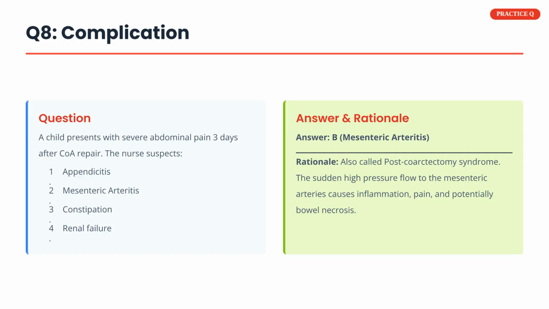Question 8. A child presents with severe abdominal pain 3 days after COA repair. The nurse suspects. The answer is B. Mesenteric arteritis, also known as post-coarctectomy syndrome.